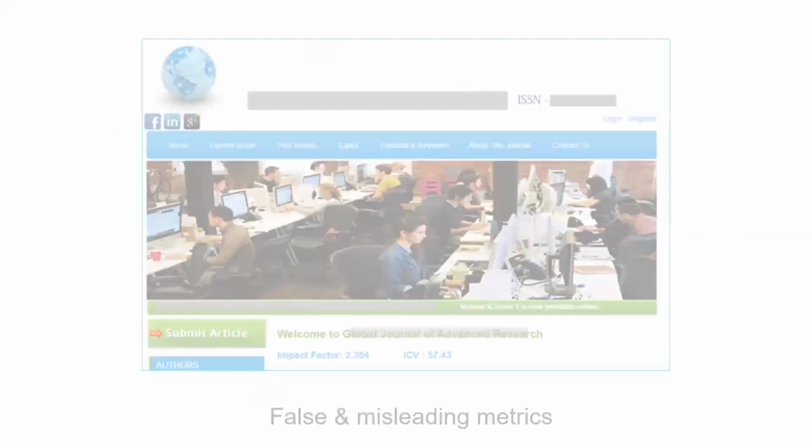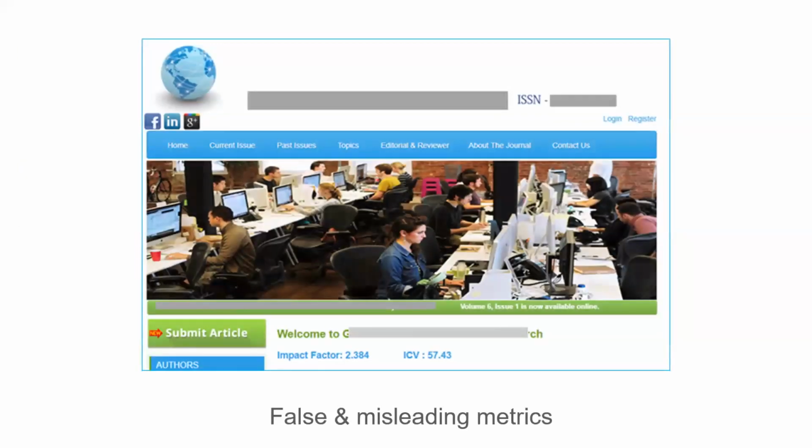out there. And then we have this example where we have false and misleading metrics. So this journal is claiming a specific impact factor, an ICV metric. So these are just made up numbers. They're false metrics. This is an example. I'm not sure if it's the same journal still, but this is the scope of the journal mentioned here.